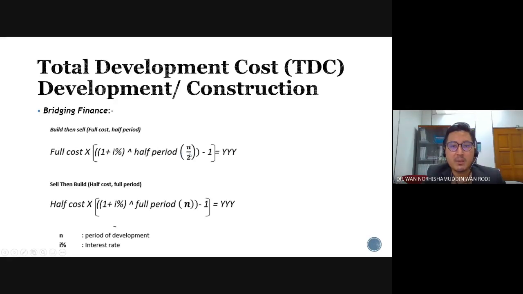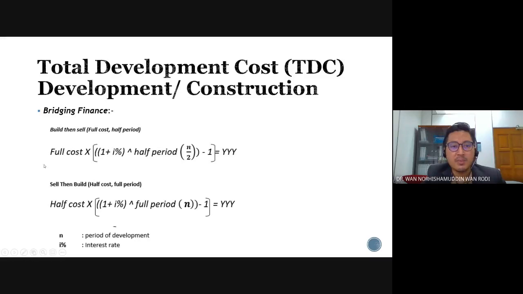So you will get the 1 year period minus principal. We only have to calculate for the interest. That's why you need to minus 1, whereby it represents the principal amount. So the final answer would be the interest payable to development bank. Okay, this is for the build then sell.